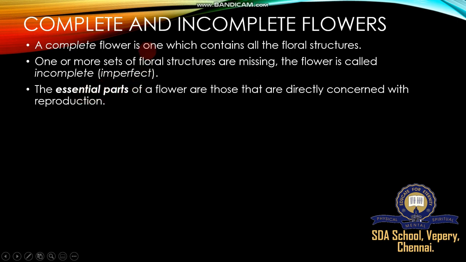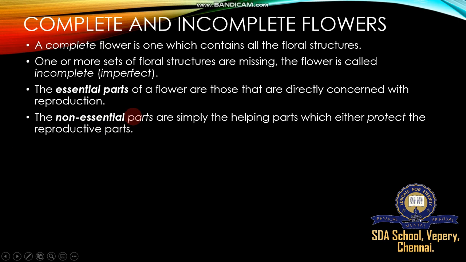Then the flower consists of two important parts called essential parts and non-essential parts. The essential parts of the flower are those that are directly concerned with reproduction. What are they? Androecium and gynoecium. We already saw the flower's innermost layers, the third and fourth walls, androecium and gynoecium. They are called essential walls because they produce the male and female gametes, and are concerned with reproduction.